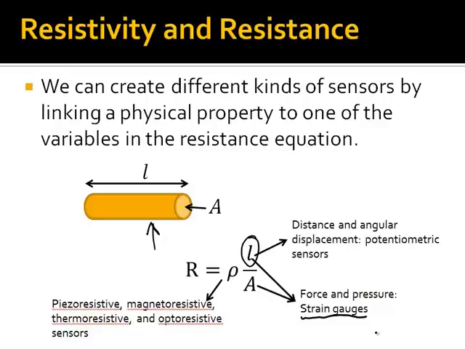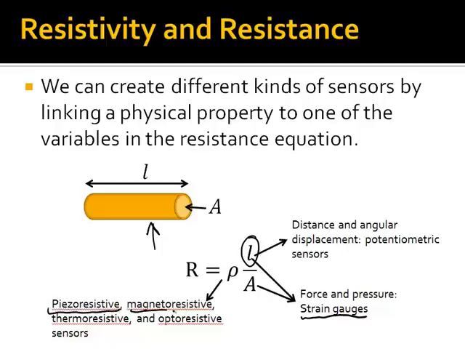Another common sensor that you may have used before is a strain gauge. A strain gauge works by changing the cross-sectional area of the resistive material. When we pull or push on this resistive material in order to place it in strain, the cross-sectional area will change as the part is stretched or compressed, and that can be measured as a change in resistance due to the changing cross-sectional area. Other resistive sensors that are less common are shown over here.